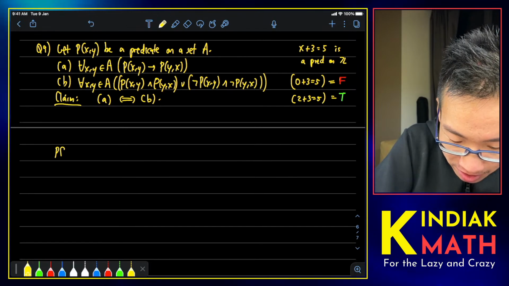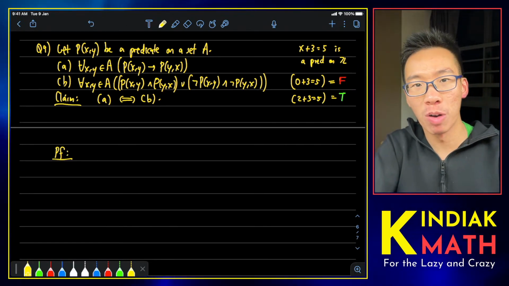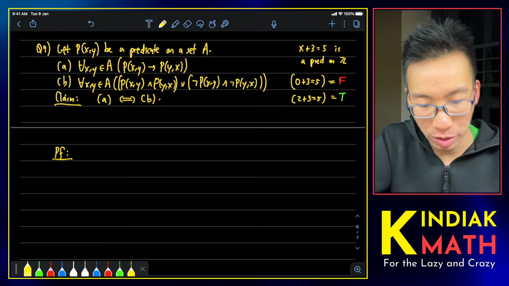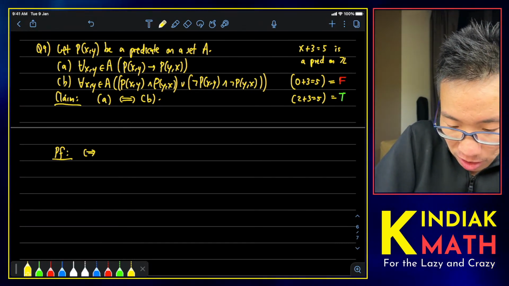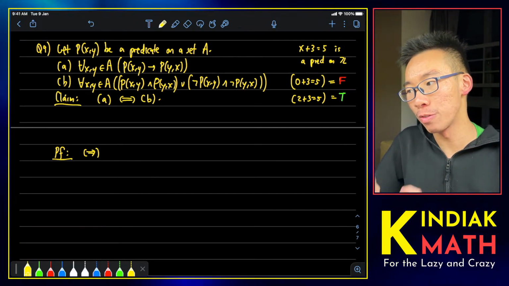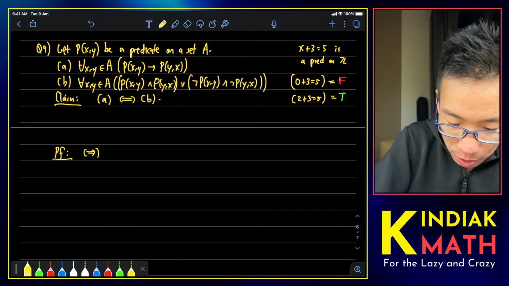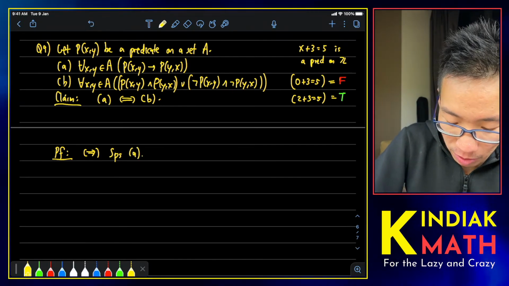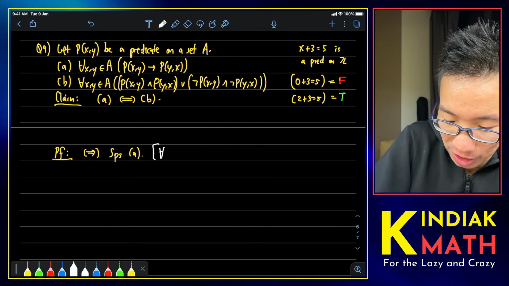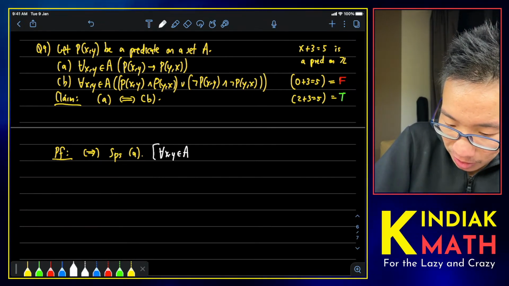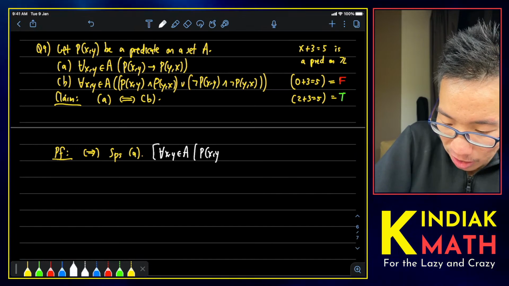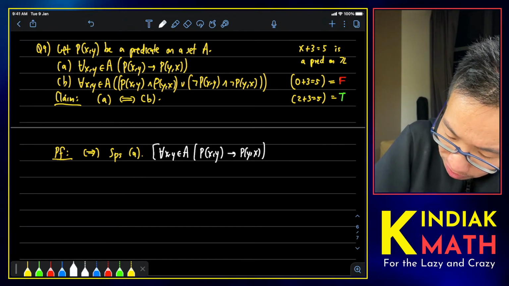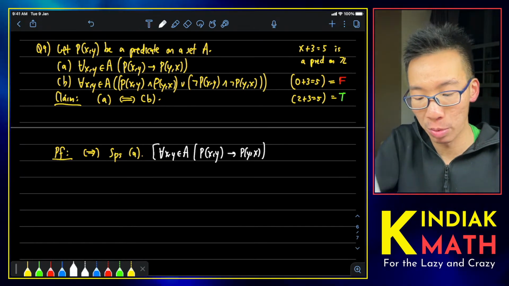And how do we prove equivalence? You might have watched the linear algebra videos, you might have not, doesn't matter. How do we prove equivalence? We'll need to prove in two directions. So let's go from left to right first. So we'll suppose A is true. That means we're going to suppose this statement: for any x, y in A, P(x, y) implies P(y, x). If P(x, y) holds, then P(y, x) must hold.